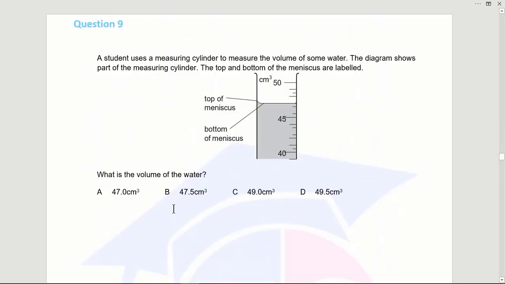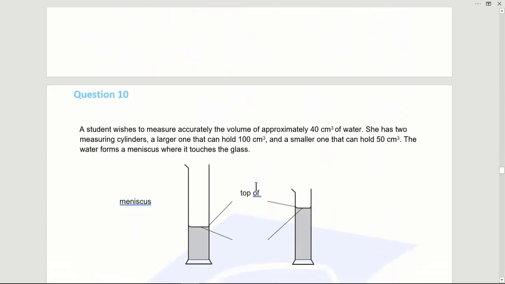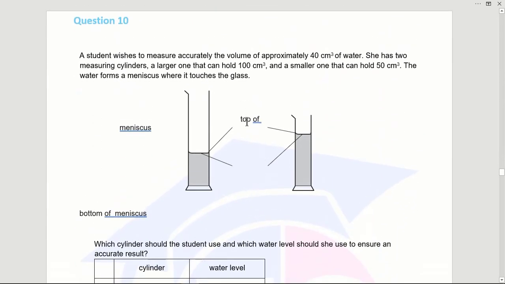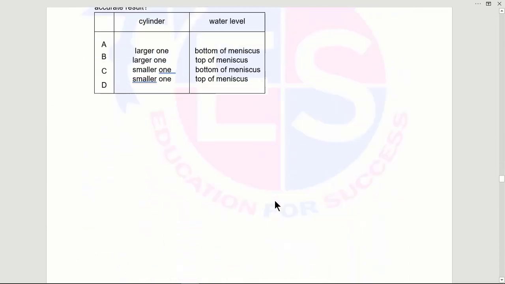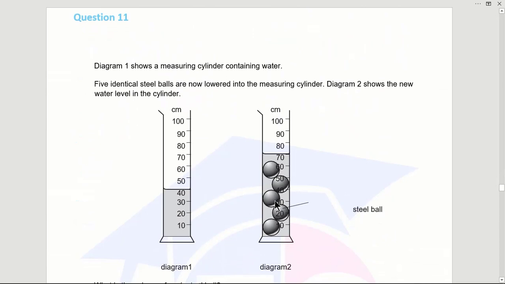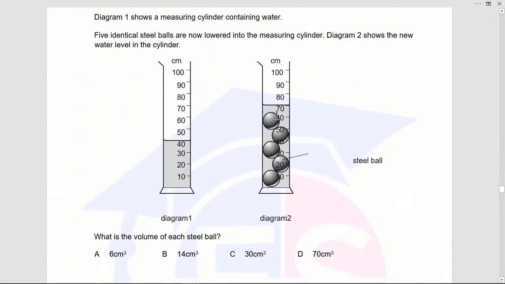Okay. Now again here, as I told you, you have to see the bottom meniscus when you are going to find the answers. So you have to solve these questions also. And then the next question, again the top meniscus and the bottom meniscus are given here. You have to solve these questions also. And in this question, not only one, they are using different balls here.